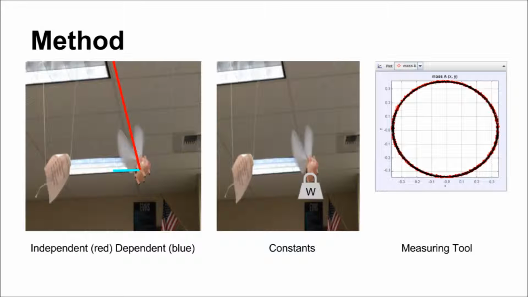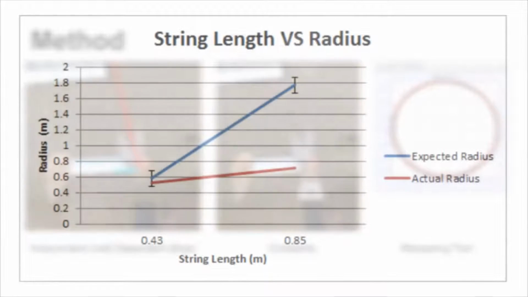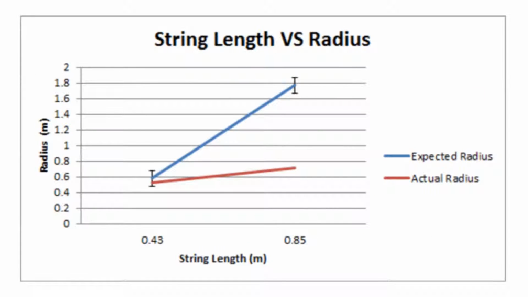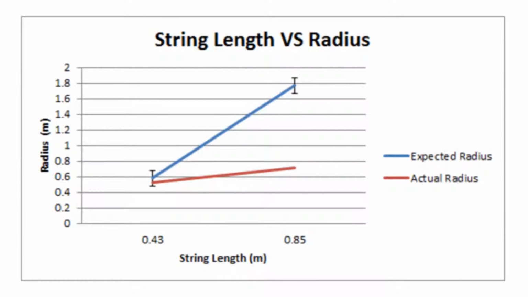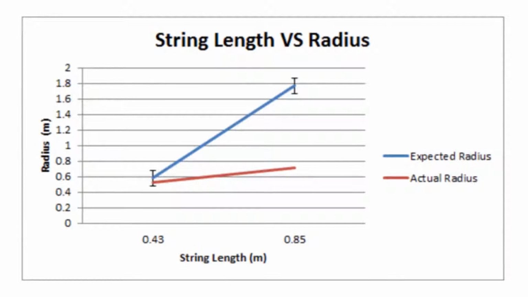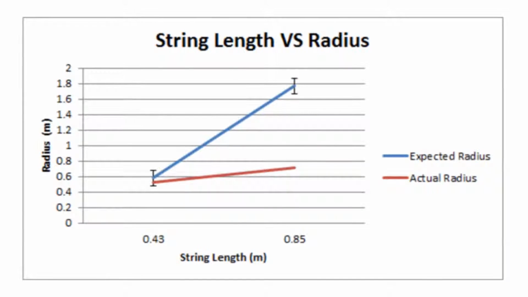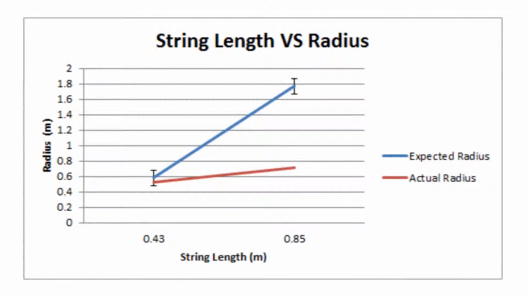With this experiment, we hope that the radius of the path taken by the pig is related to the length of the string. Our claim is that as the string length increases, the radius of the circular path taken by the pig will also increase. This is proven by our graph shown.